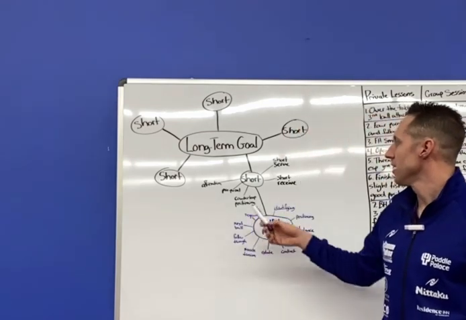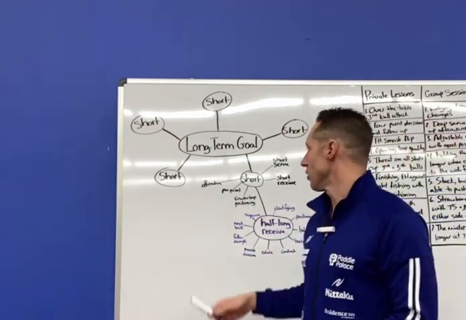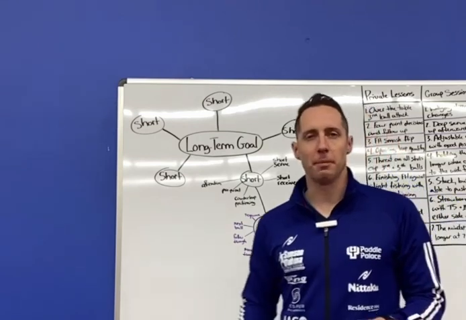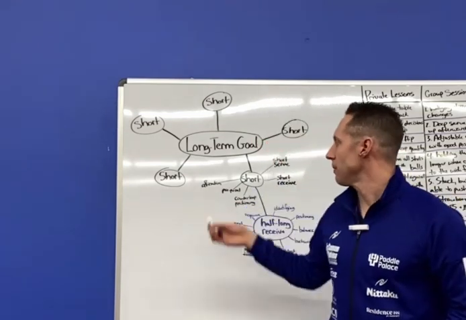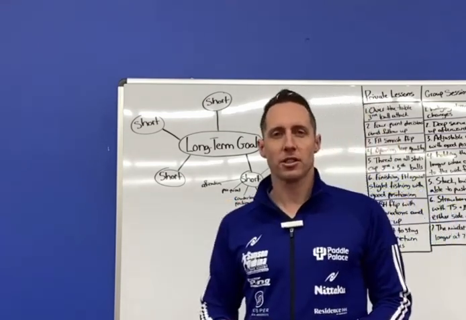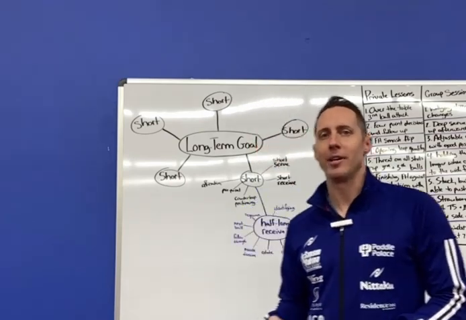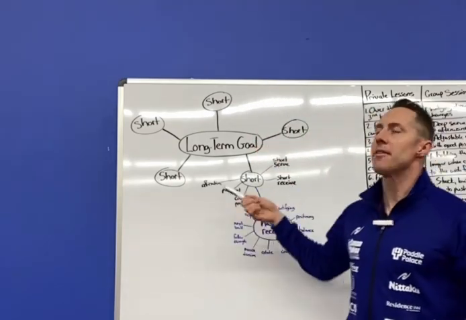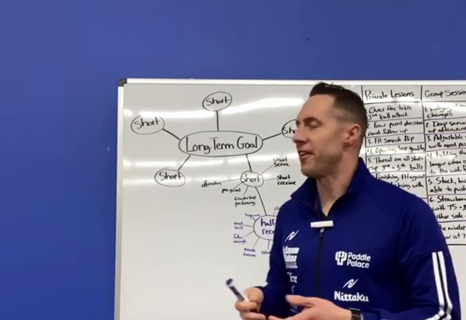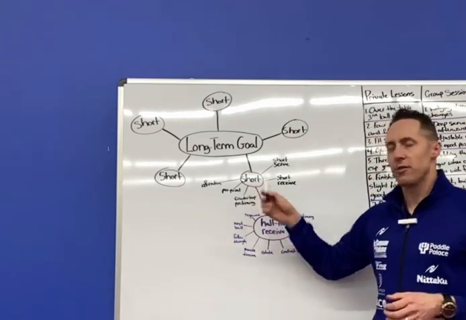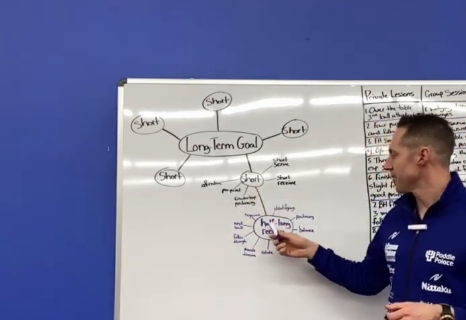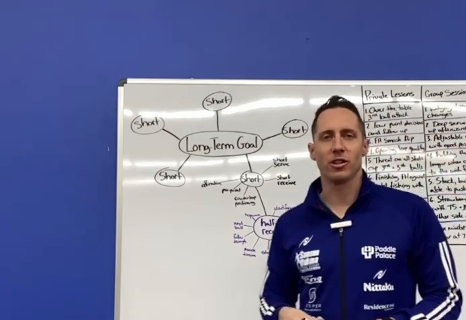Maybe another one is better positioning on counterloop. Maybe one has to do with developing a better pre-point routine. Maybe another one has to do with giving yourself more affirmation when you win a point. So instead of detailing everything, I'm just gonna pick one thing. So in getting ready for this short-term goal, maybe one thing is half-long receive, half-long serve return.